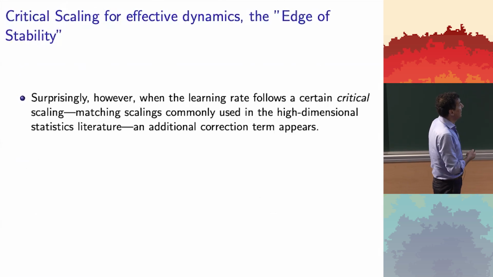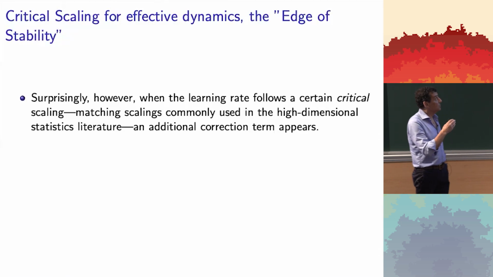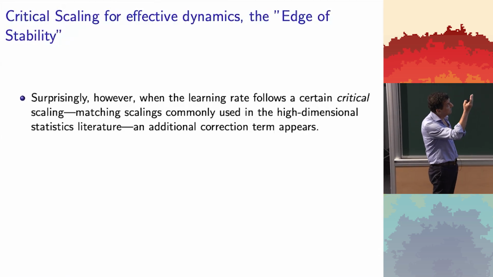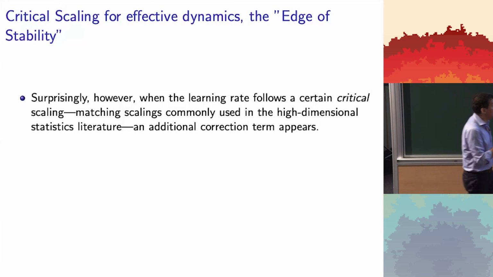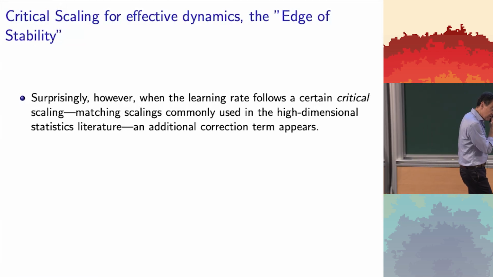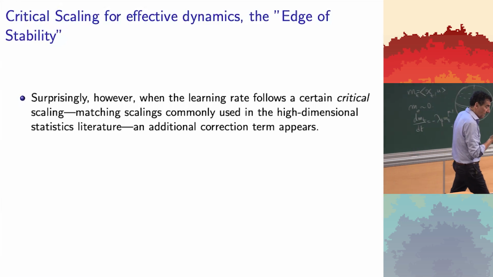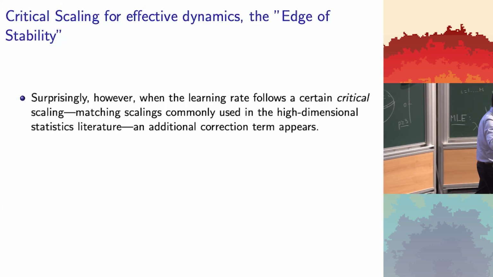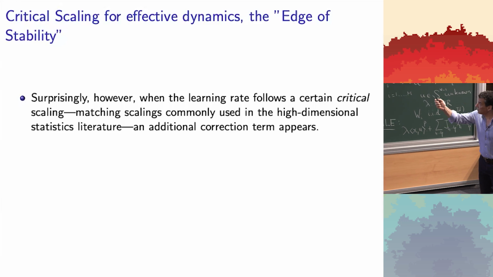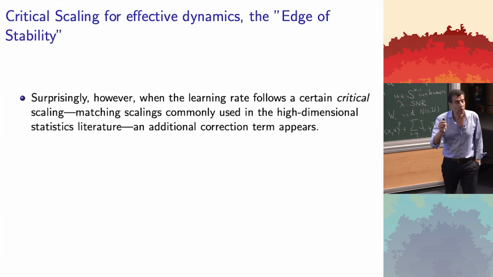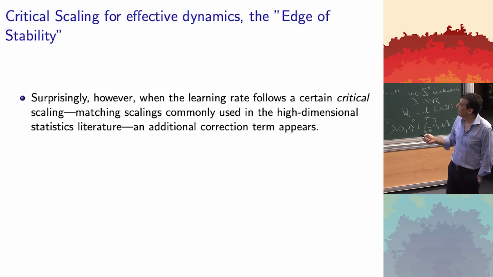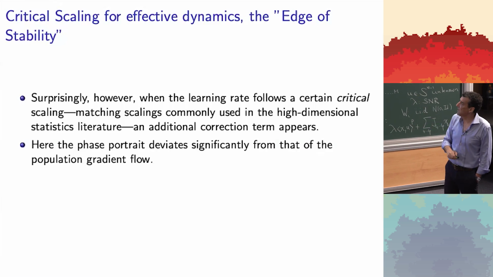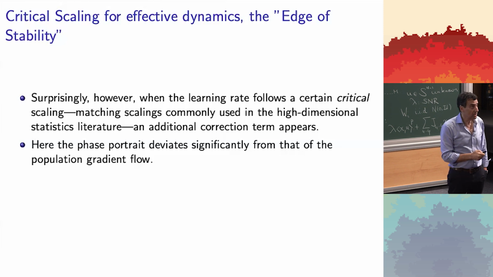But at the edge of stability, when the learning rate follows a certain critical scaling, which matches scalings commonly used in the high dimensional statistics or machine learning literature, and of course this depends on the problem, then an additional correction term appears. You don't have the gradient flow of the population loss. You have something else. And the phase portrait deviates significantly from that of the population gradient flow.